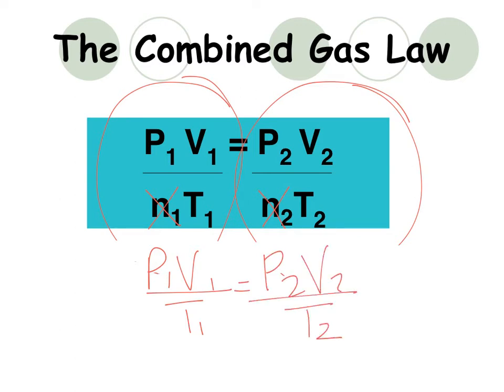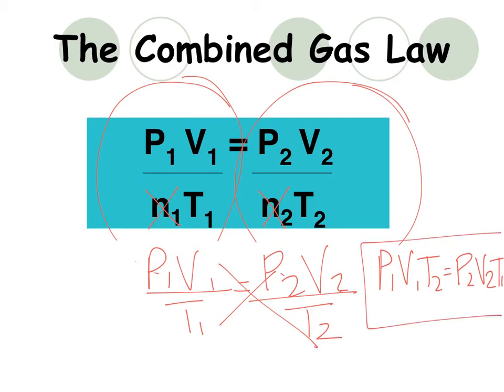And really and truly, I hate fractions. And so I cross multiply that, and I get P1V1T2 equals P2V2T1. And that is my combined gas law. If you don't like fractions and you want to learn it as a linear equation, you do that. All you have to remember is that the temperatures are on the flipped side. They are opposite of everybody else.